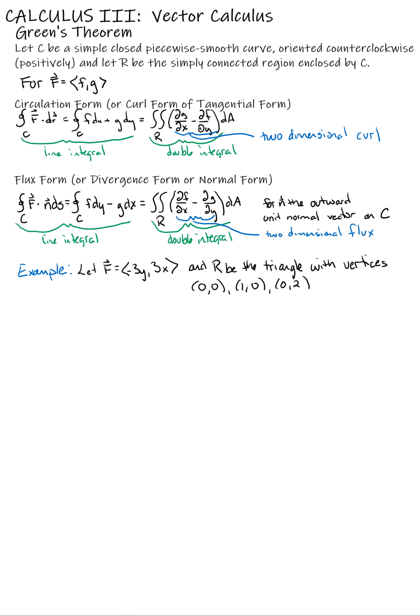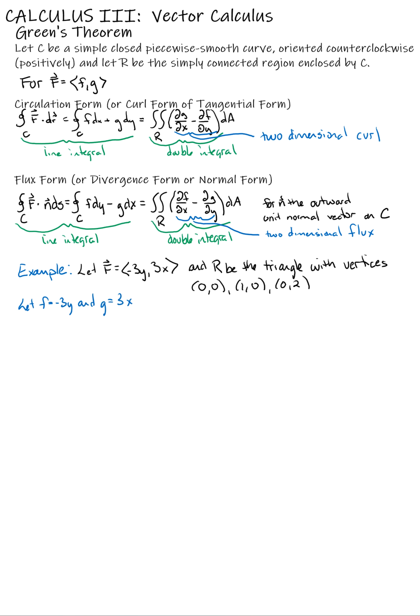All right, so let's go ahead and try an example and see if we can figure out how this all works. Let's let F be the vector field negative 3y and 3x, and we'll let our region R be the triangle with the vertices (0,0), (1,0), and (0,2). So what do we do? Well, first, I'm going to let lowercase f be negative 3y and lowercase g be 3x.